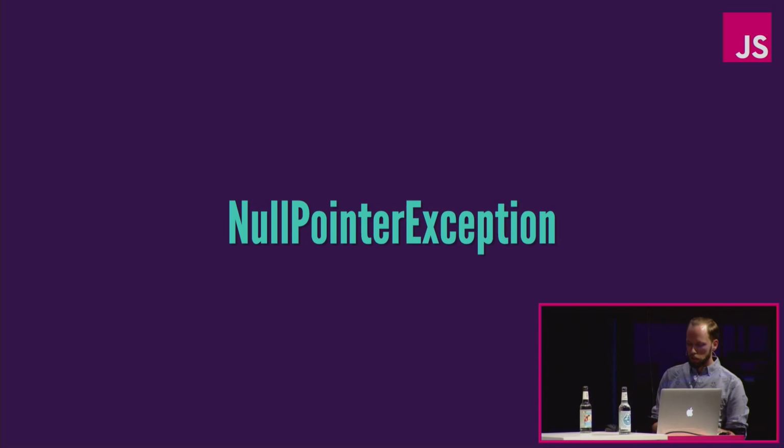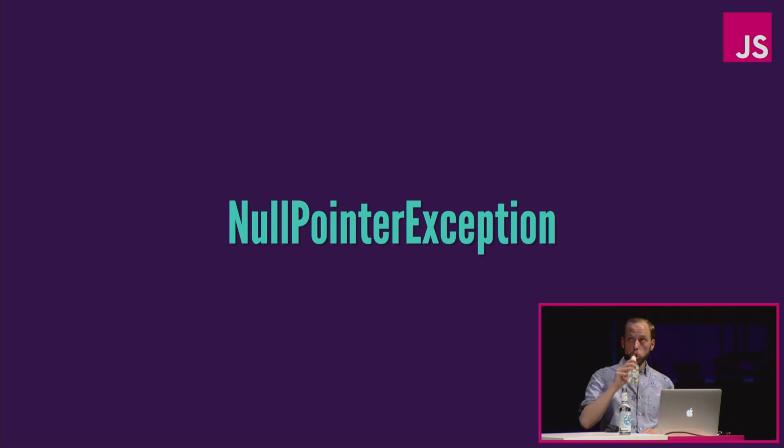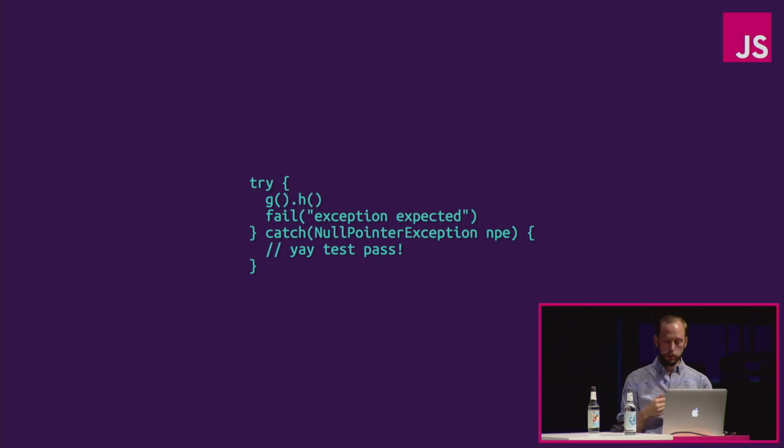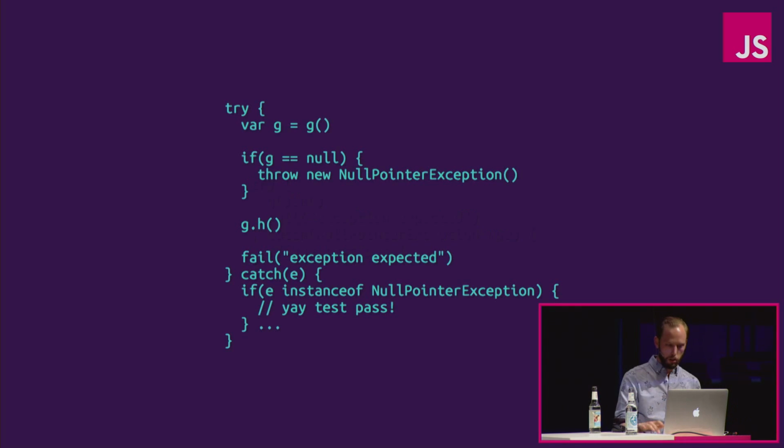Null pointer exception is also quite interesting, because I don't know anybody who's doing that at the moment. Basically, it means this: you have maybe a unit test where you do some stuff, and you say, OK, my tests only pass if a null pointer exception is raised. So how do you do this in JavaScript?